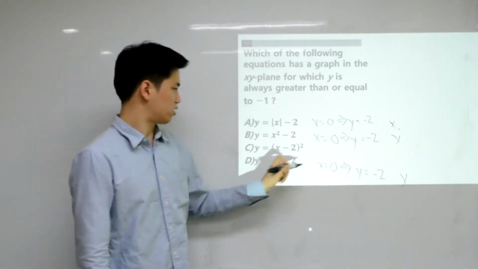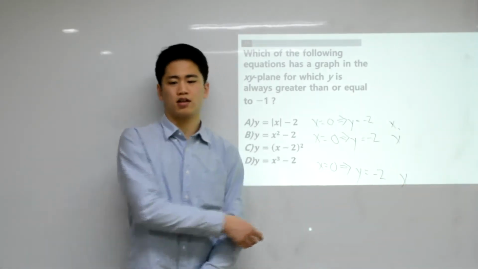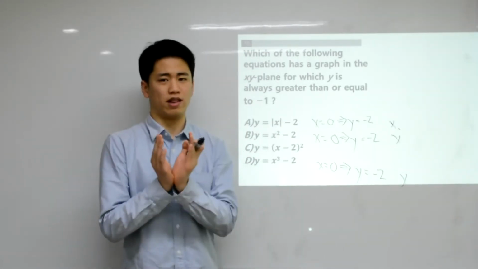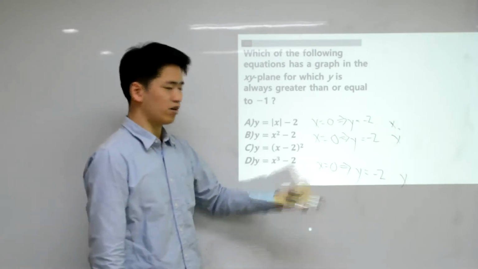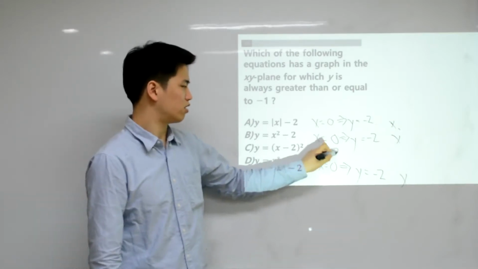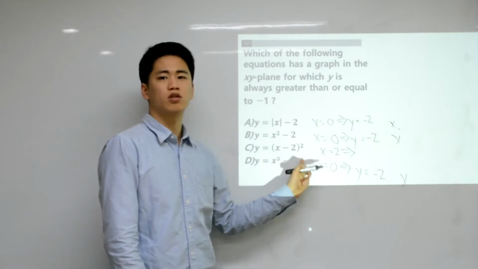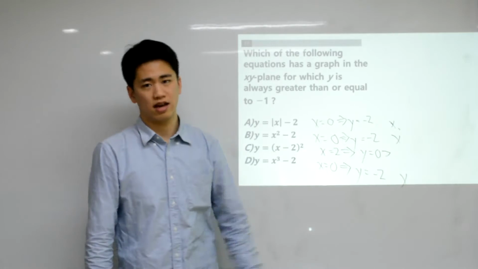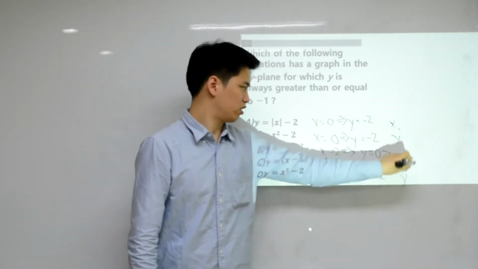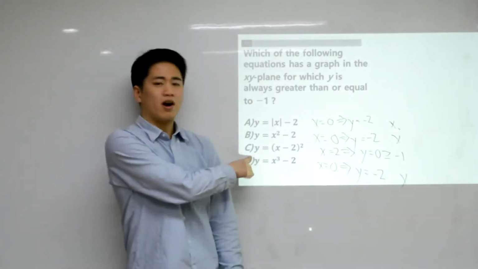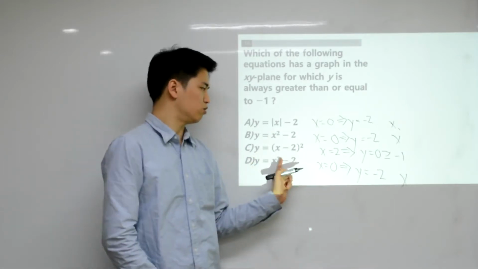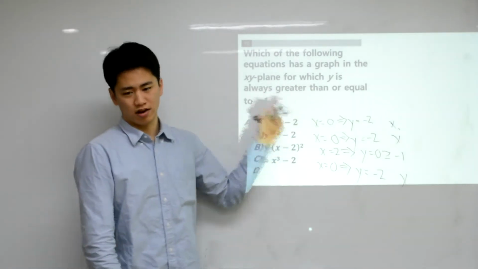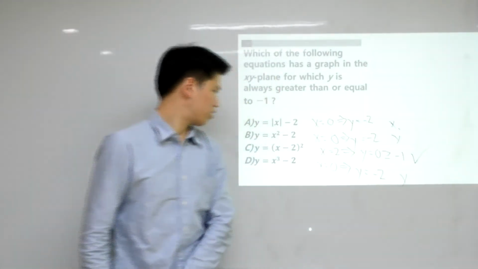And it's C because we know that x squared is always greater than or equal to 0. And we know that x minus 2 squared is also always greater than or equal to 0, and that it equals 0 when x equals 2. That's 2 minus 2, so it's just 0 squared. We get y equals 0, which is greater than or equal to negative 1. So this y attains its minimum when x equals 2, and that minimum is 0, which is greater than or equal to negative 1. So that means y is always greater than or equal to negative 1. So the correct answer should be C.